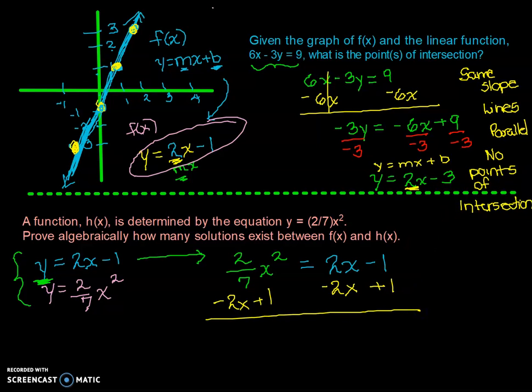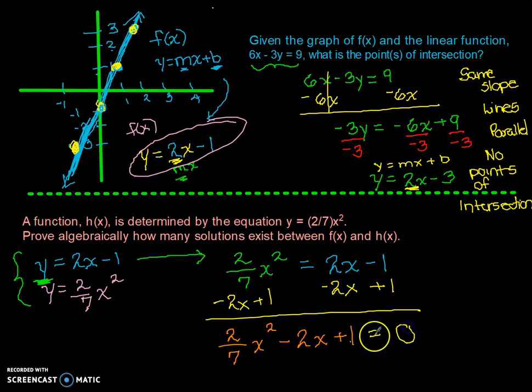None of these are like terms on the left. One has x squared, one has x, one doesn't have anything at all. So I'm going to bring all three of these terms down, and the other side equals 0.